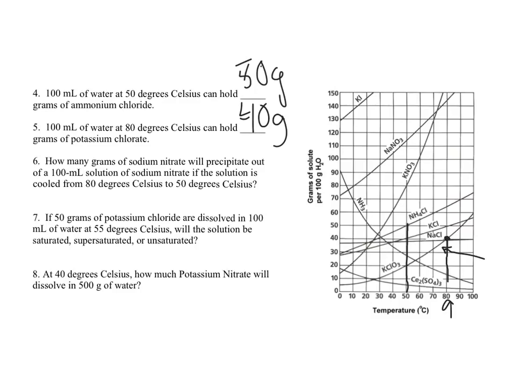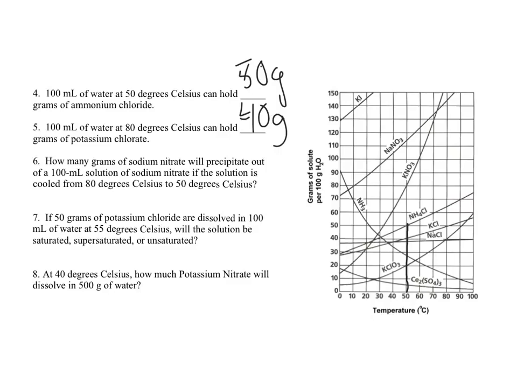Next up is question number 6. How many grams of sodium nitrate will precipitate out of a 100 milliliter solution if it's cooled from 80 to 50? So we have to essentially find 2 points now. I'm going to start at 80 degrees Celsius, and I'm going to cool it down to 50 degrees Celsius.